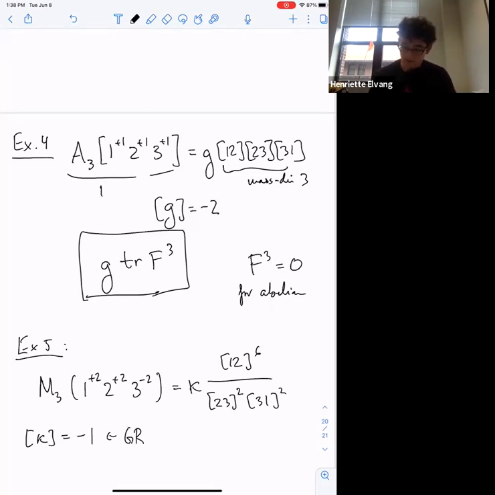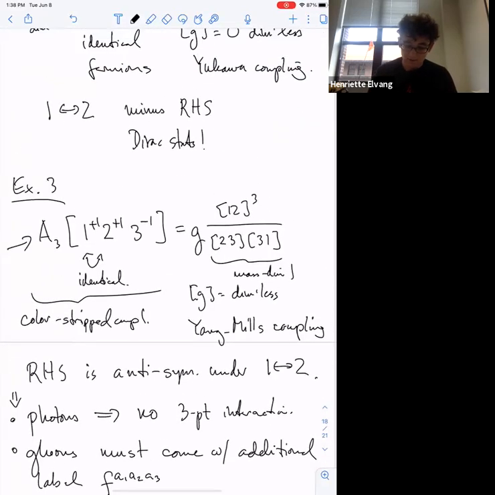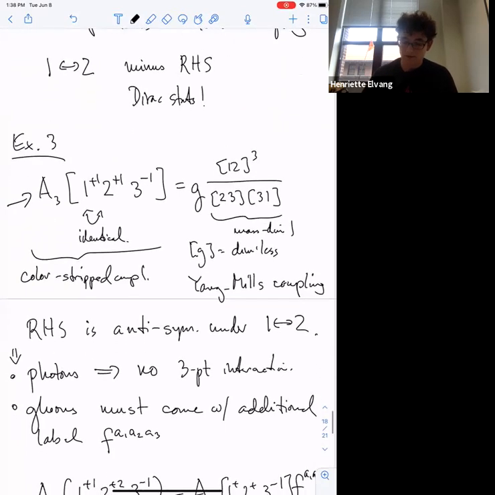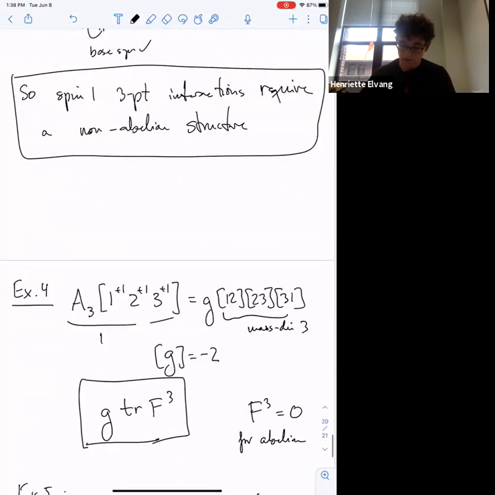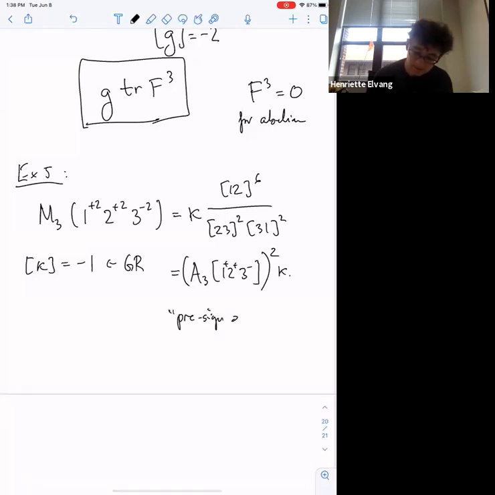A fun little feature is to compare this expression to what we had up here for the gluons. And we see that the graviton amplitude is exactly the square of the gluon amplitude. So indeed, this is actually equal to A3(1, 2, 3) squared times the kappa factor. That's pretty cool. And that is a little bit of a preview of the double copy that we'll learn about in the last lecture.